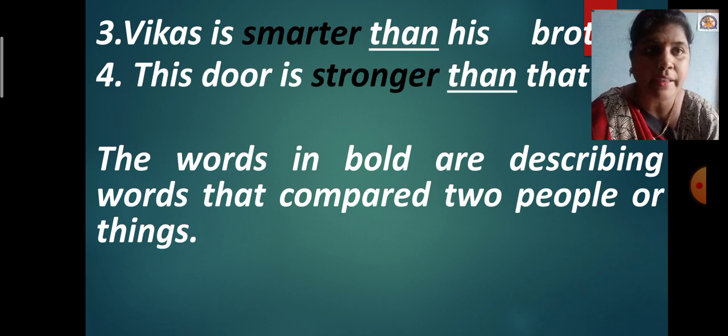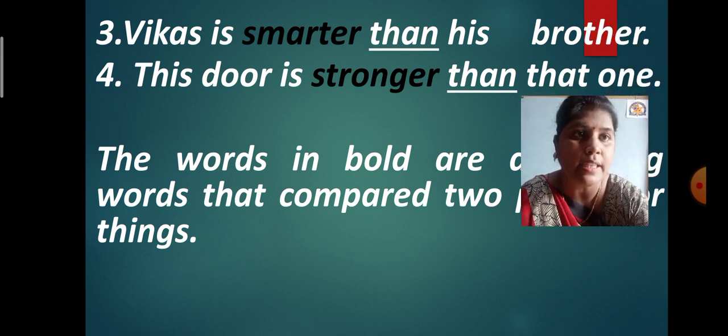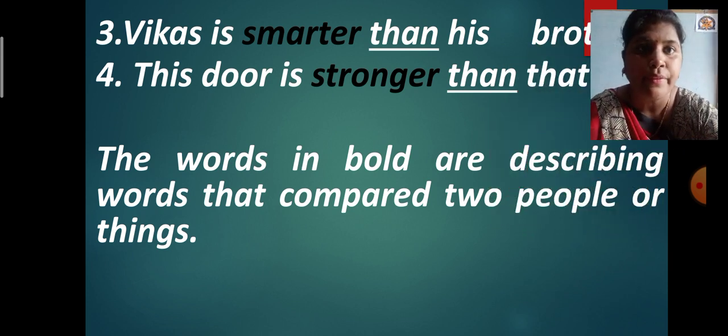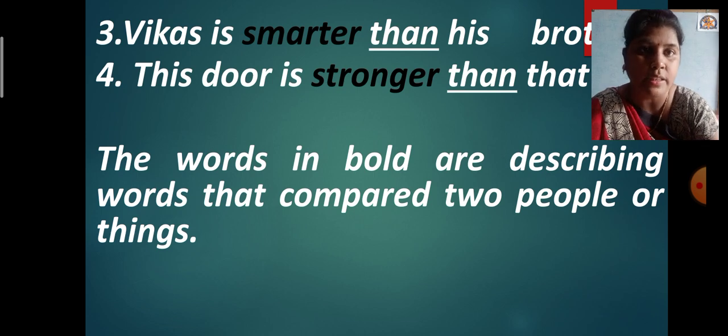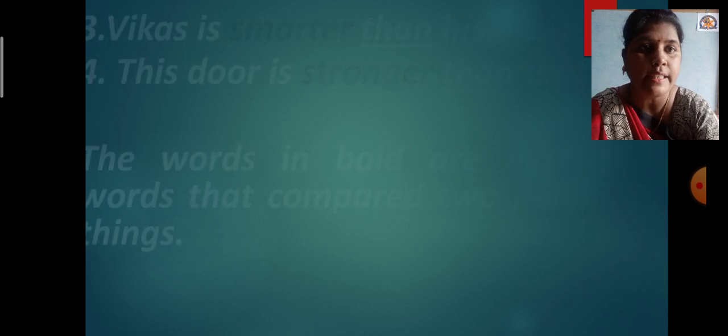What are they comparing? If we take example number 3, Vikas is compared with his brother, and one door is compared with another door. So these compare two people, like Vikas and his brother, or two things, like two doors. In this way the words in bold are describing words, and they compare two people or two things, meaning how they are. So they are describing the things. I hope you understood this.